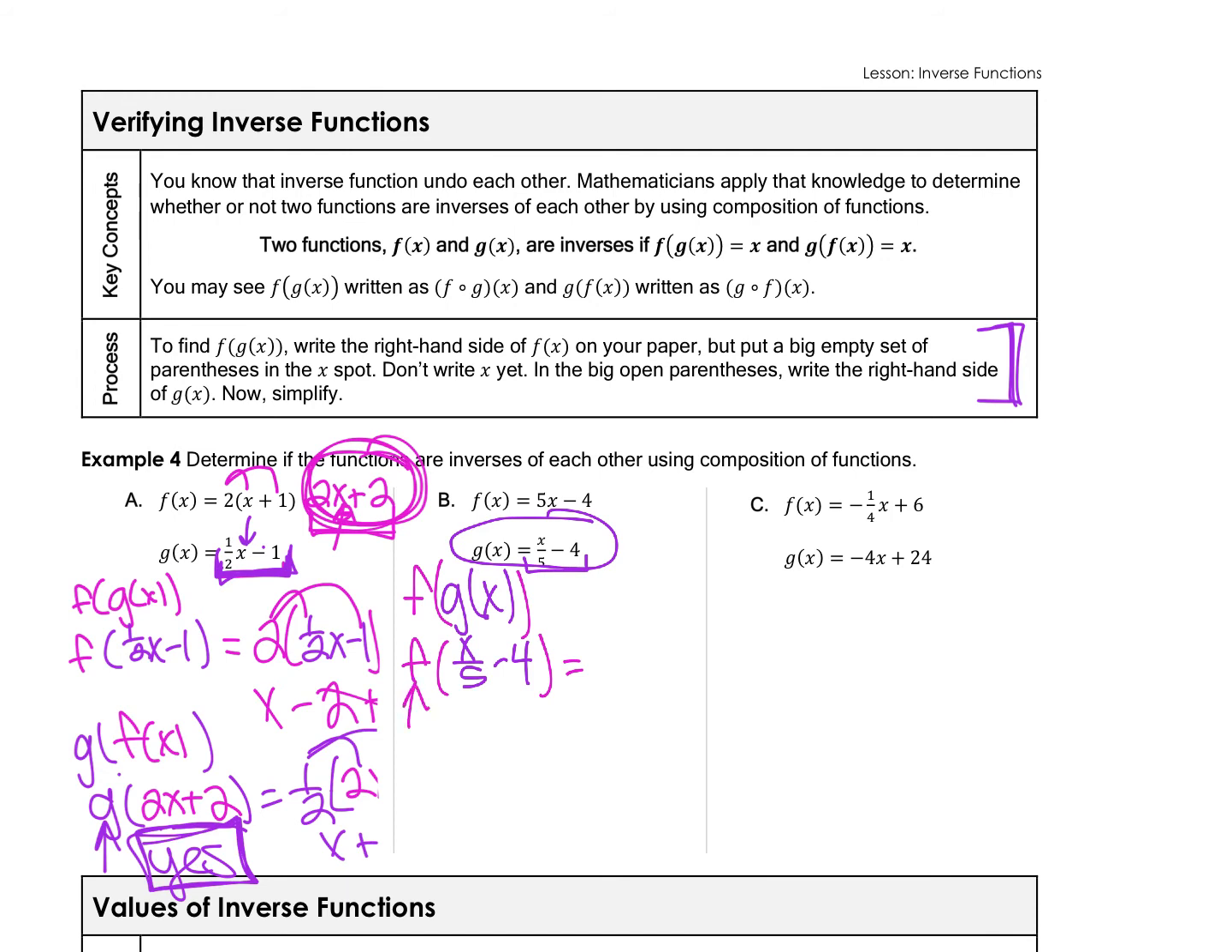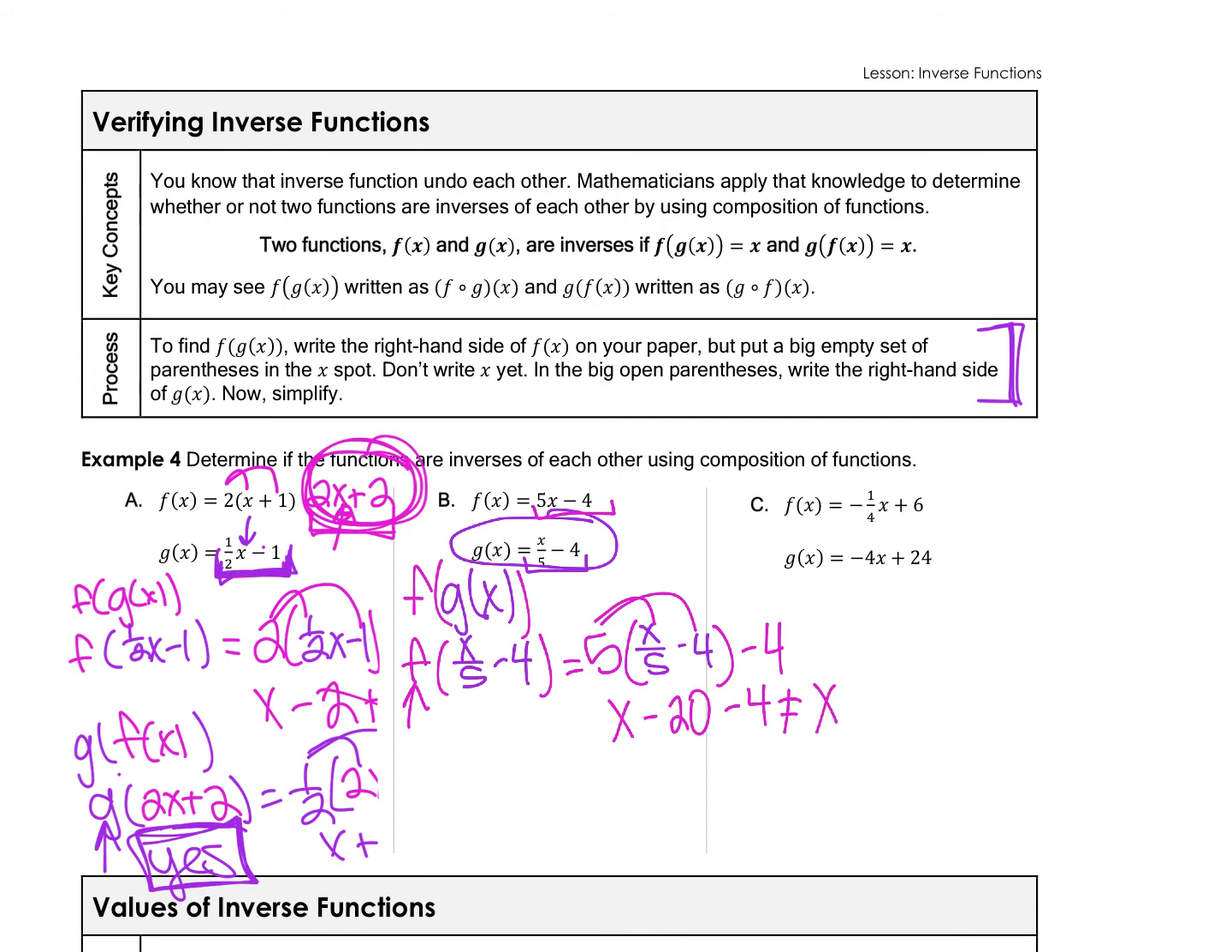So we're looking at function f, which is right here. I have a 5, open parentheses, but instead of x, I'm putting my input, x over 5 minus 4. And then minus 4. So I'll have to distribute. That just gives me an x minus 20 minus 4. That's not going to equal 0 there, so that does not equal x.